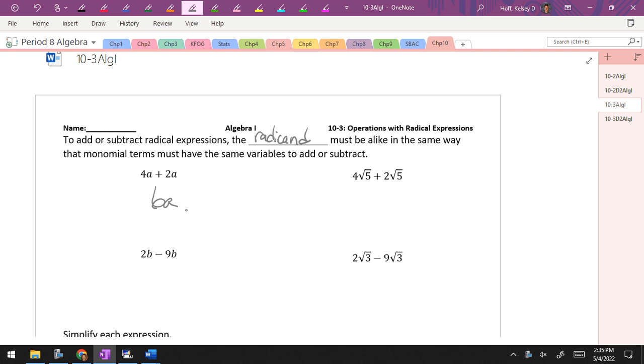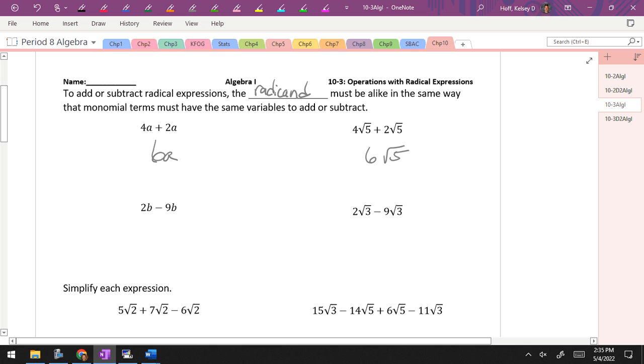Well, that's exactly how radicals are. If the radicands, the numbers underneath their square root sign, are the same, which in this case they are, we can perform the indicated operation. So this would be 6 times the square root of 5. Don't change the radicand. It's just like an x. It doesn't change.